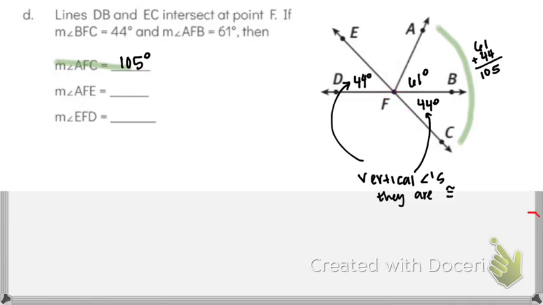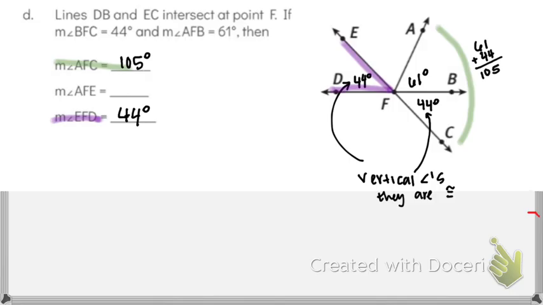If you read this last one, it is asking you for angle EFD, which is this one right here. And we just talked about how those two are the same. So that one is 44 degrees. All right, now let's do the one that's missing.